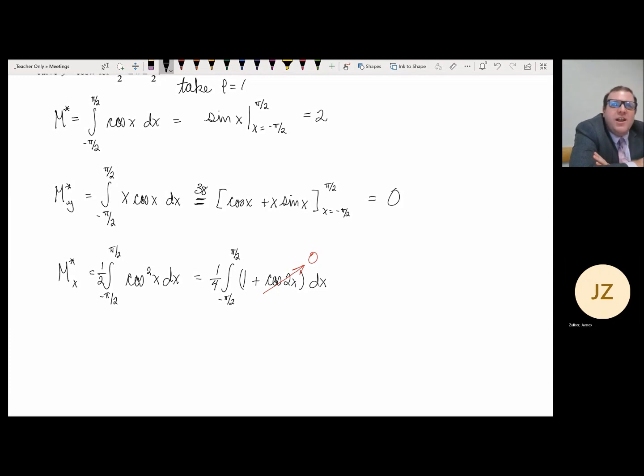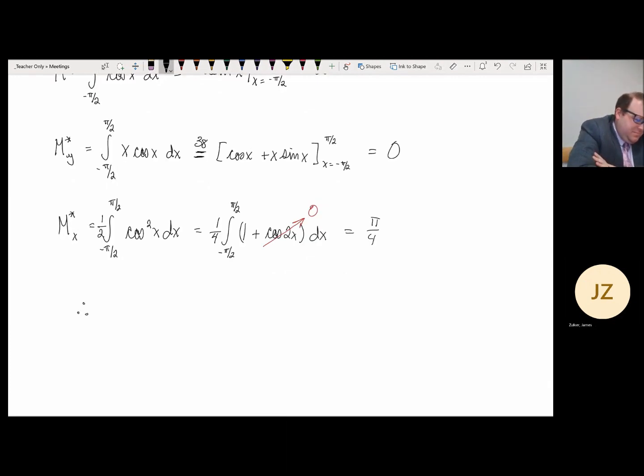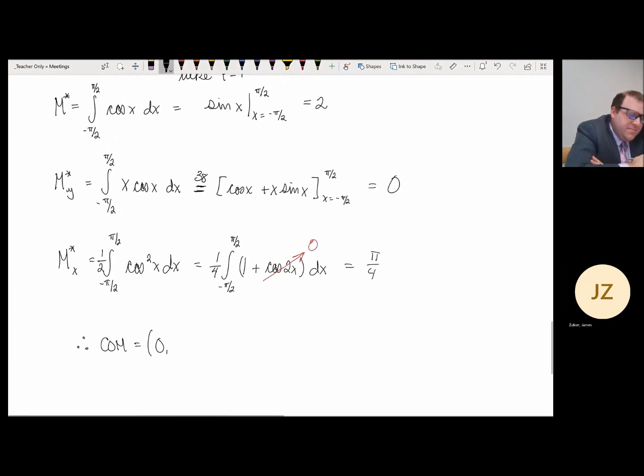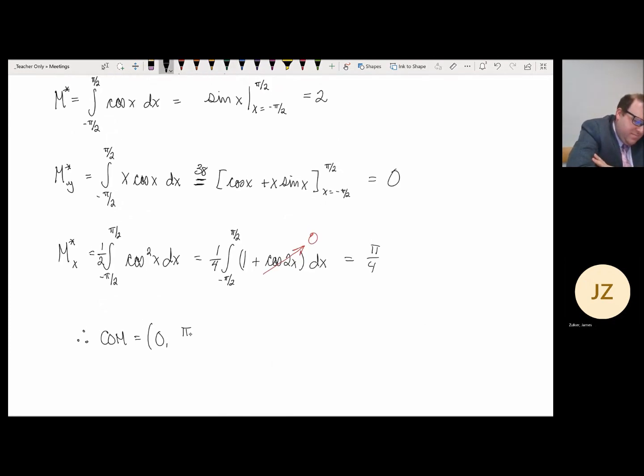Oh, so we're just actually integrating 1, which is just the length, which is pi. We just said that. That integral is just pi over 4. So the center of mass is located at 0, pi over 8.